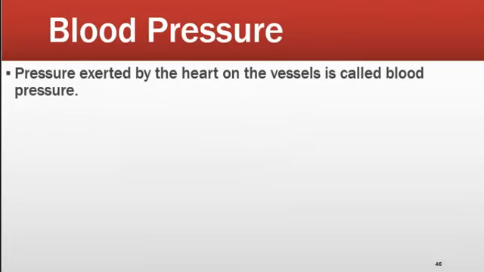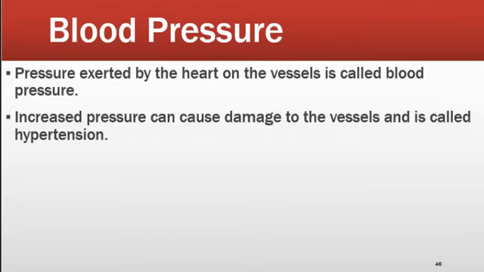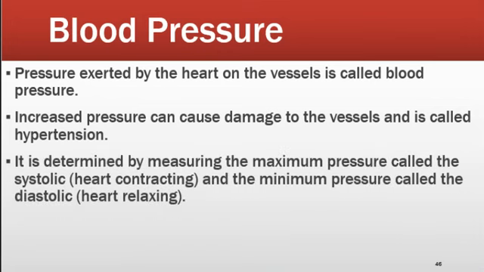Okay, what about blood pressure? It's exerted on the heart by the vessels. The increased pressure can, over time, cause damage to the vessels. That's called hypertension, the silent killer, they call it. It's determined by measuring the maximum pressure called the systolic, that's the contraction, or the systole, and the minimum pressure called the diastolic, the relaxation, or the diastole.